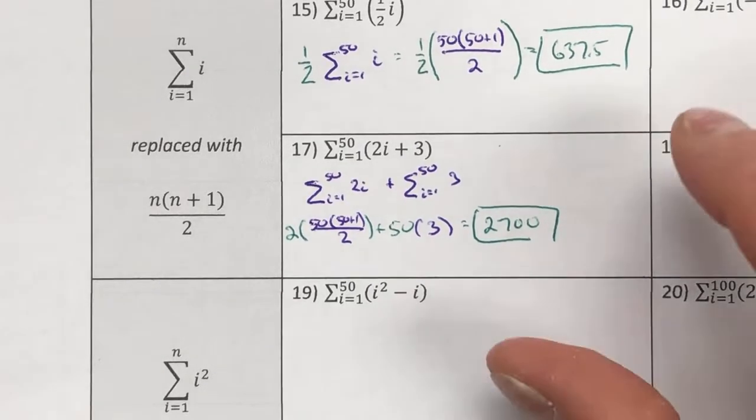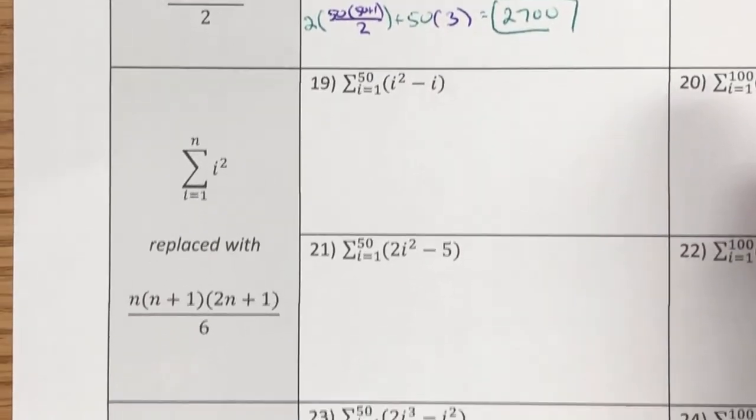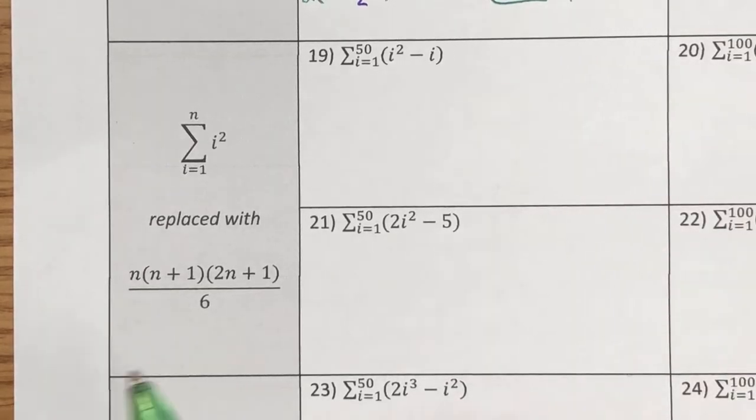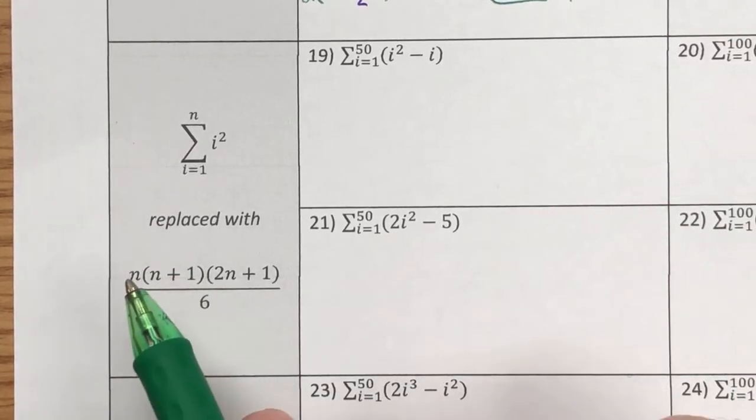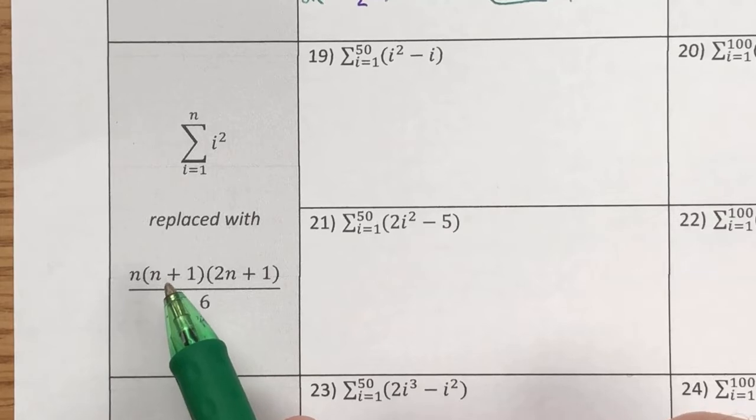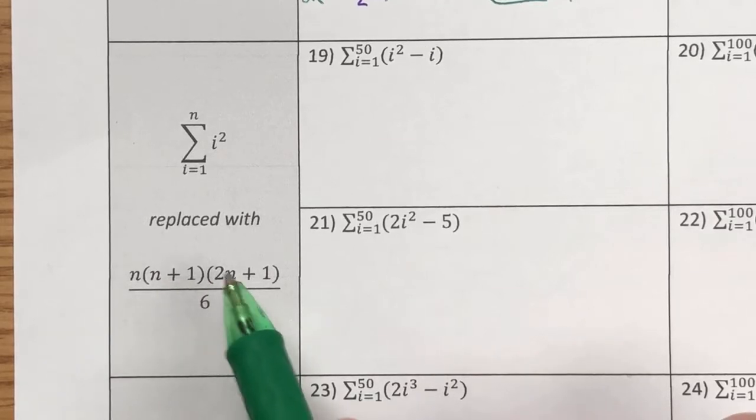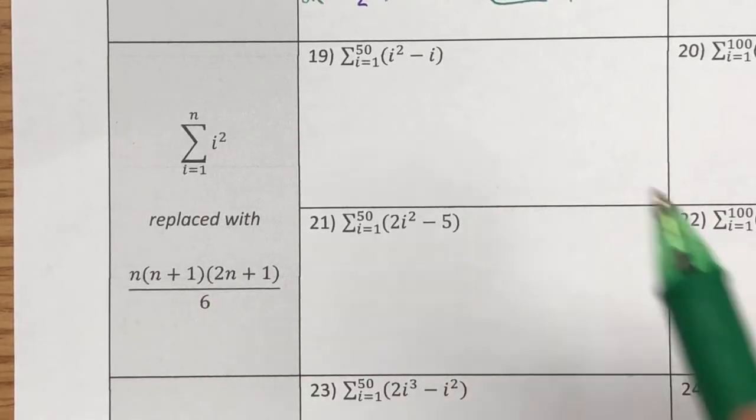Now, just like with i, we actually have a shortcut for i squared as well. If we have an i squared, the sum is going to be almost the same thing. I have an n times n plus 1, but I'm also going to multiply that times a 2n plus 1 and divide the whole thing by 6.